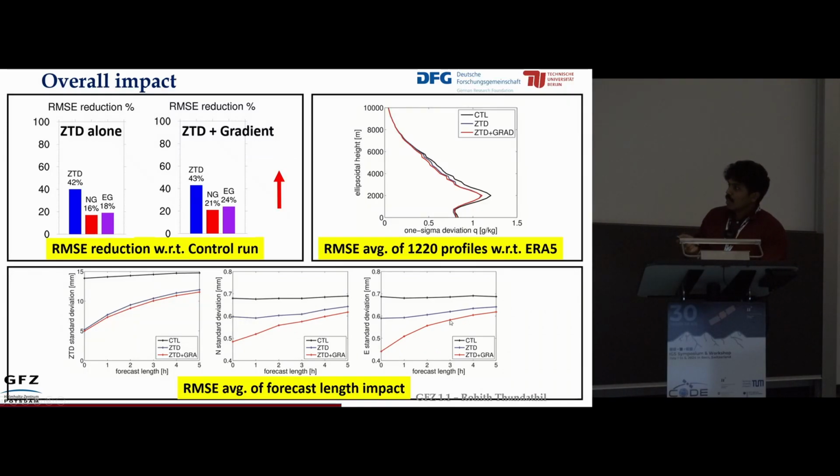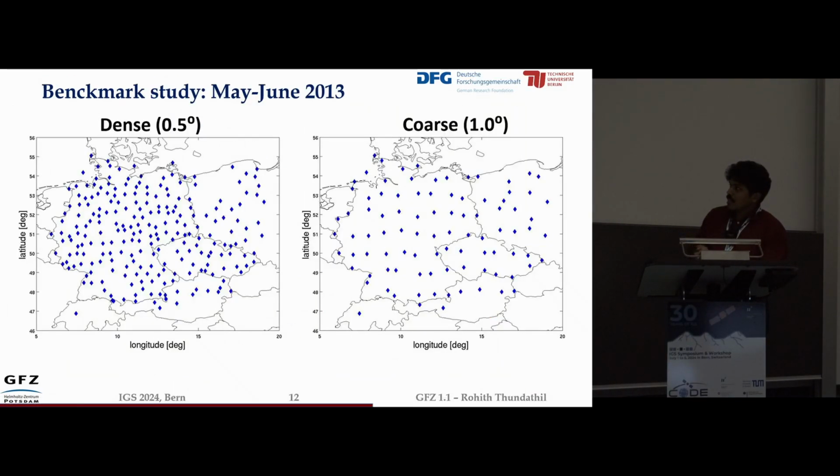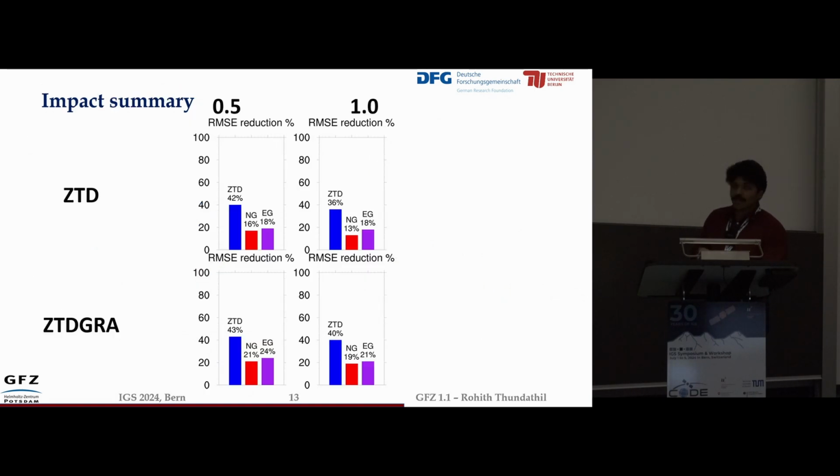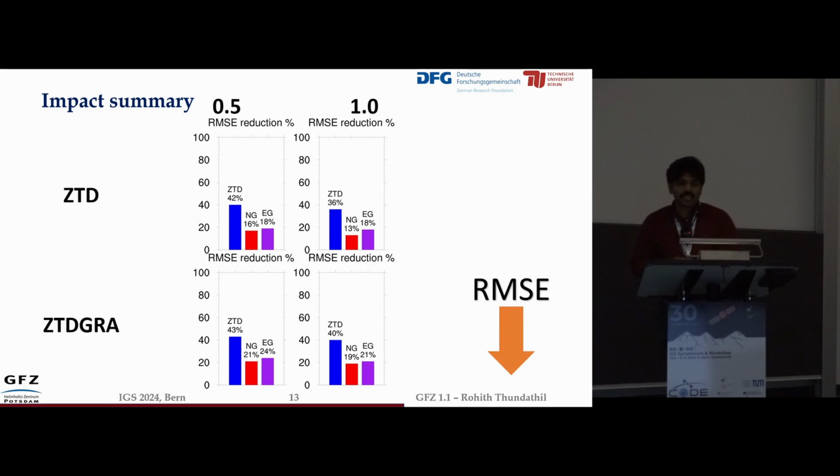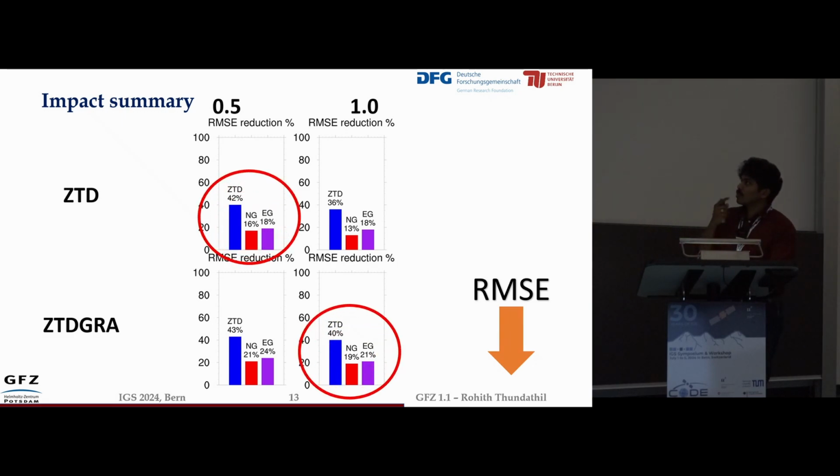And when we see the forecast for 5 hours, the red is the Zenith Total Delay and gradients analysis. We find that the analysis improves and stays in the forecast for almost 5 hours. So these were the initial improvements. And next we conducted a sensitivity analysis, in which we distributed the stations as a dense and a coarse network. And we found a new magic in the ZTD gradients.